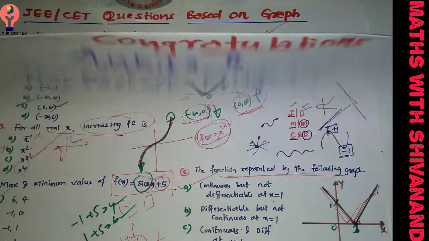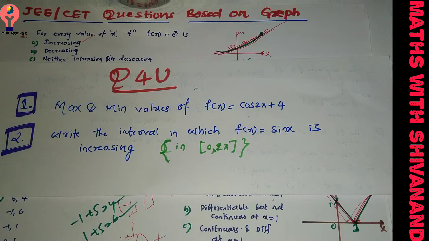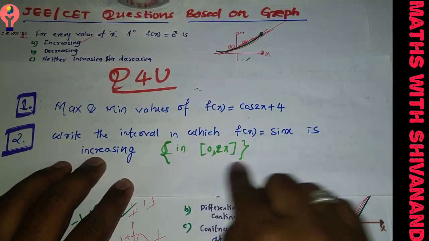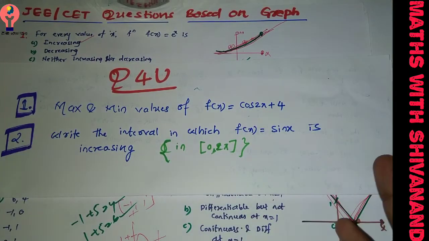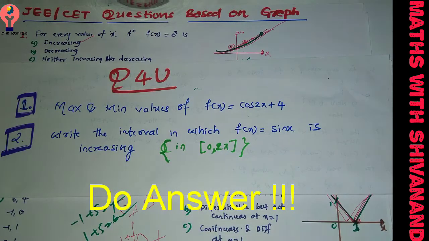Here I will be giving some questions for you. Question number 1. The max and min value of f of x equal to cos 2x plus 4. And write the interval in which f of x equal to sin x is increasing in the interval 0 to 2 pi. Sketch it and observe. What are all the intervals in which your function is increasing in the range of 0 to 2 pi.